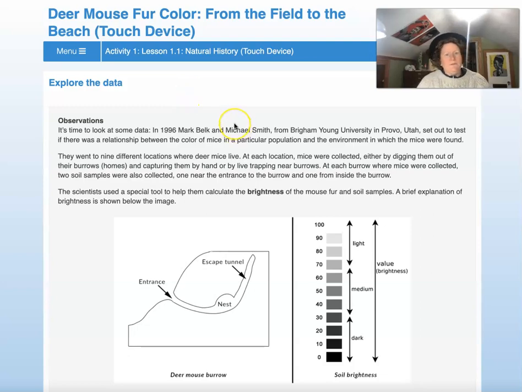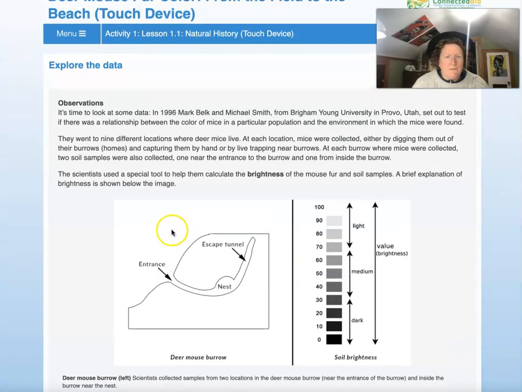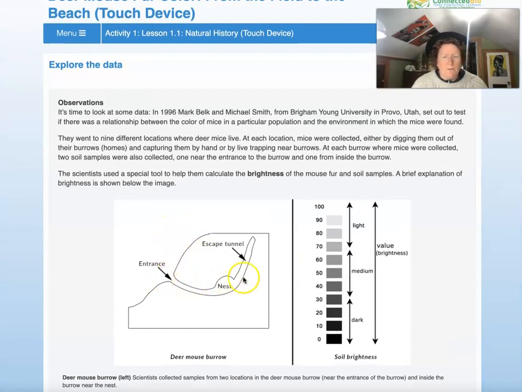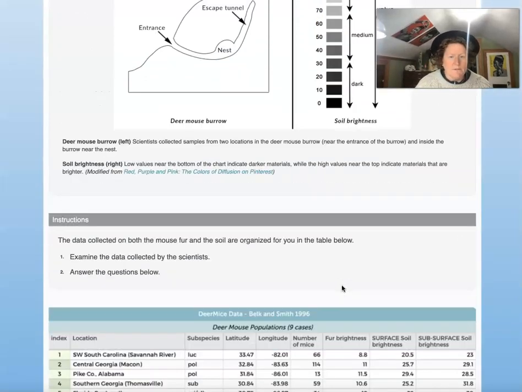Hey biology students, we are working on deer mouse fur color, activity 1, lesson 1.1. We talked about the sampling of taking mice from their burrows and some soil from inside the burrow and at the entrance, and measuring the value of soil brightness. Brighter, whiter, lighter soils have higher numbers and darker soils have lower numbers.